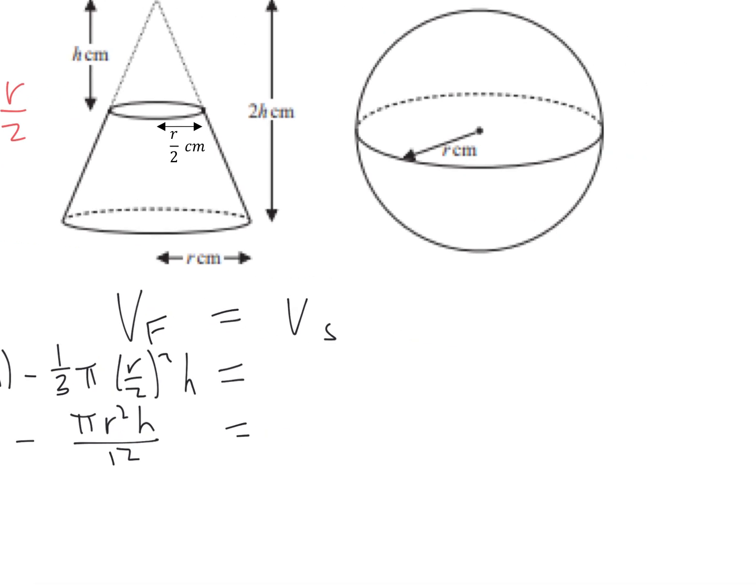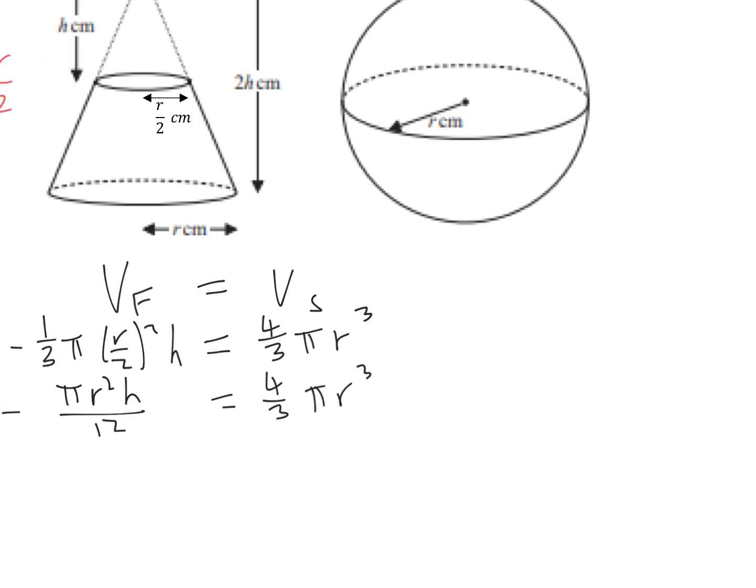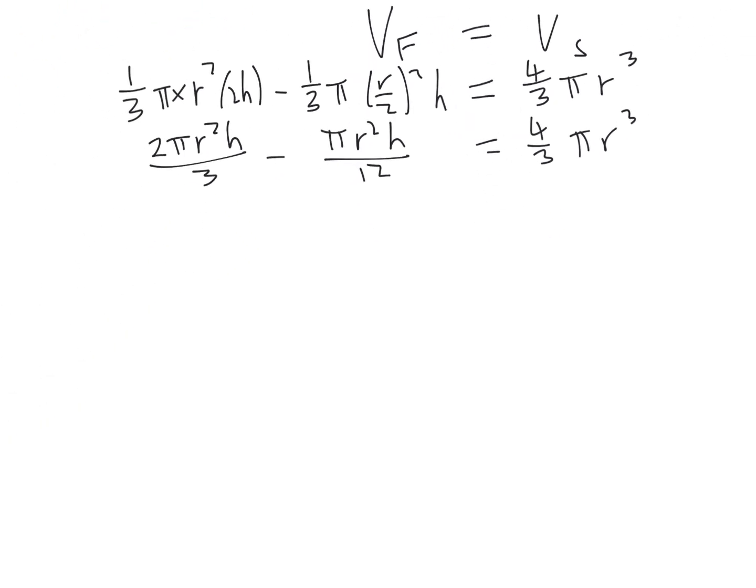Let's consider the right-hand side, the volume of the sphere. The volume of a sphere is 4/3 pi r cubed, and the radius is just r, so we can literally just write 4/3 pi r cubed. And this is now an equation which we have to solve.